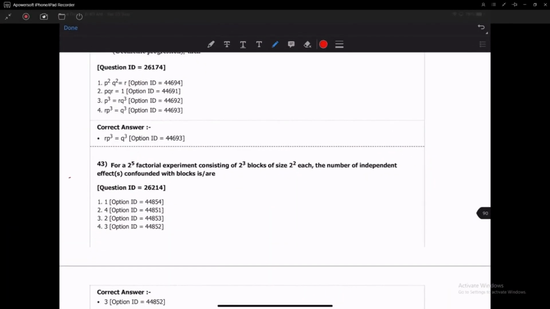Now in this question, we have a 2 to the power 5 factorial experiment consisting of 2 to the power 3 blocks of size 2 square each. That means 2 to the power n is equivalent to 2 to the power 5 here, 2 to the power k is equivalent to 2 cube as there are 2 cube blocks, and the block size is basically 2 square.